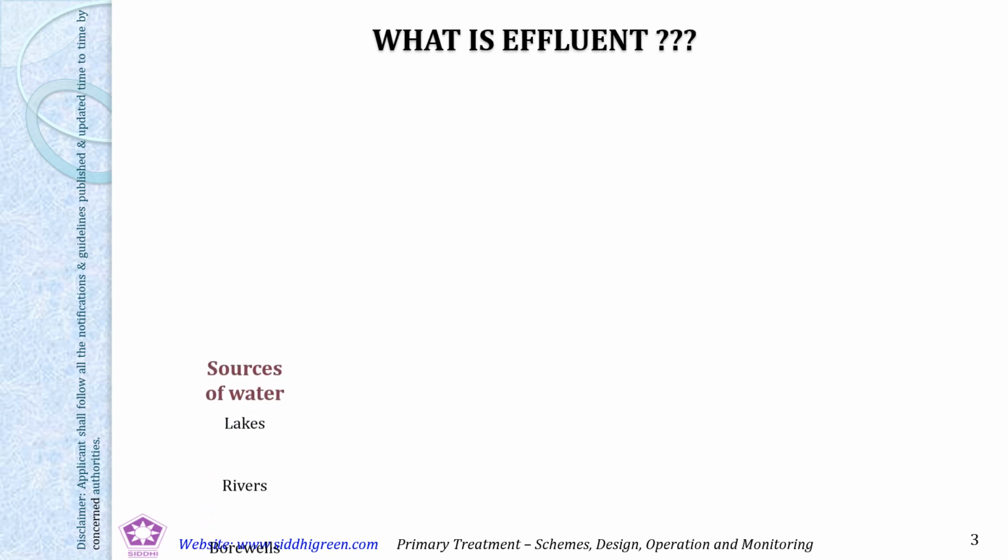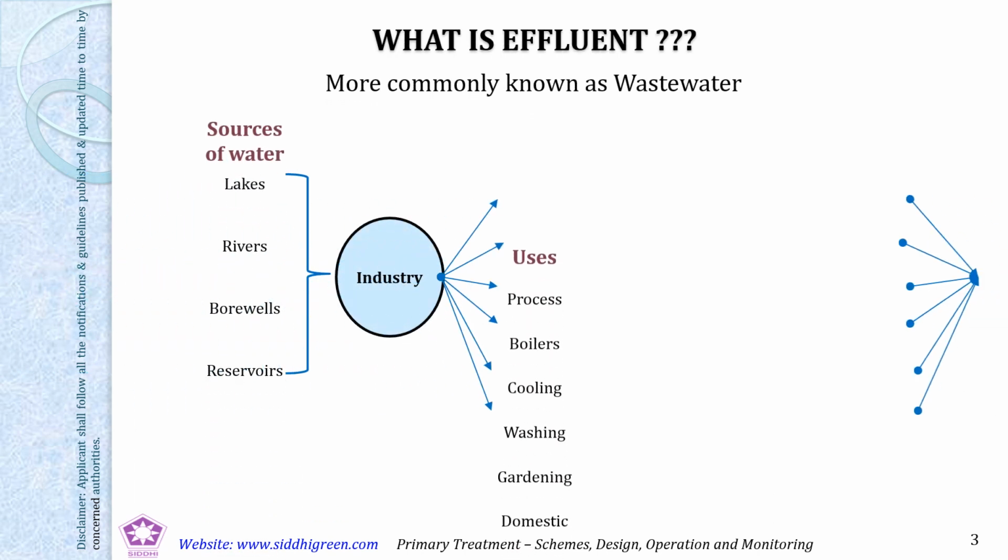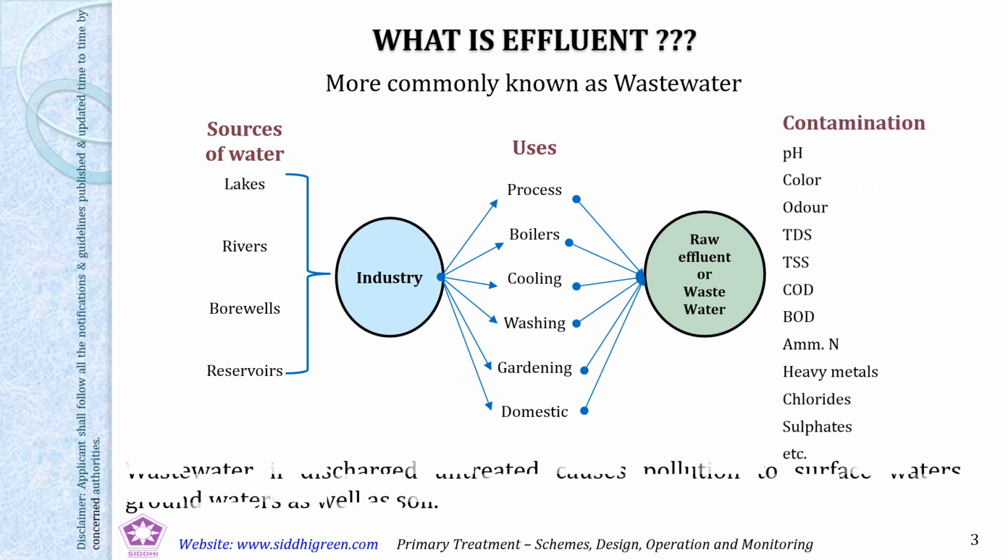What is effluent? Effluent is contaminated water generally discarded from industrial operations or derived from manufacturing processes.